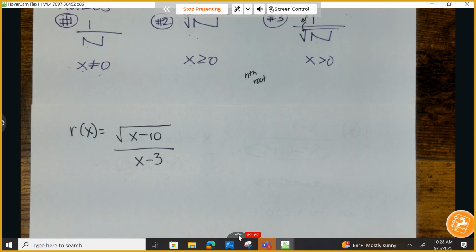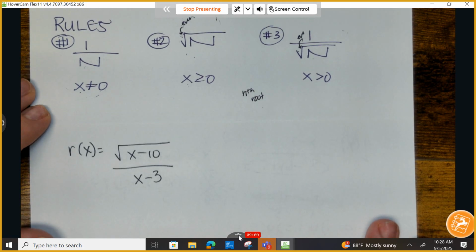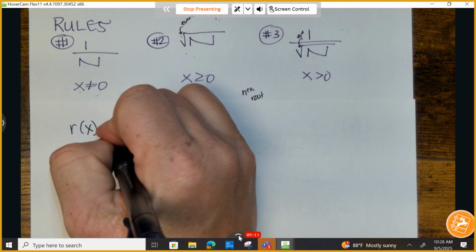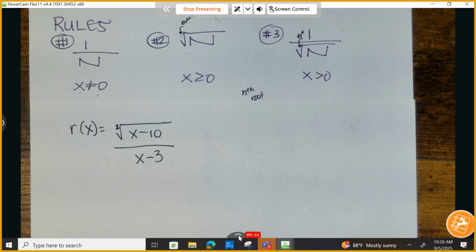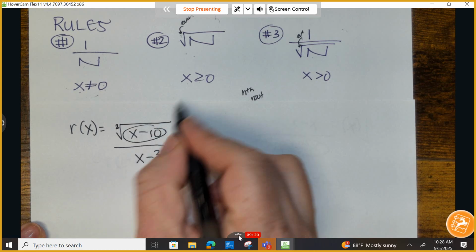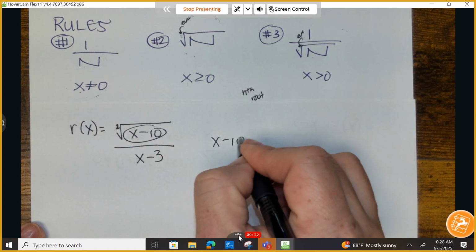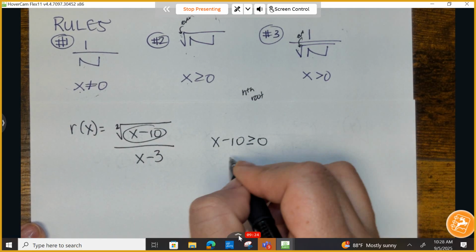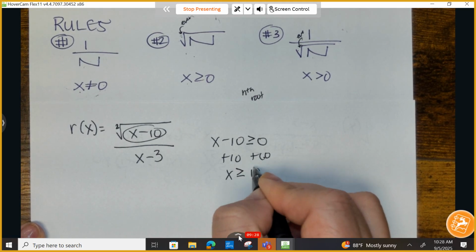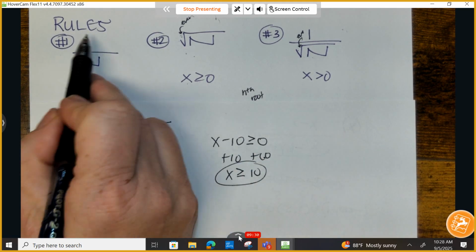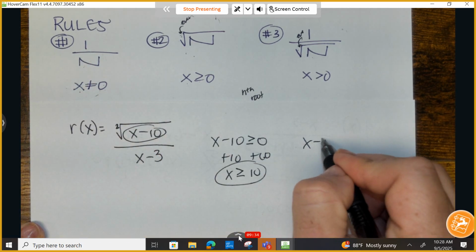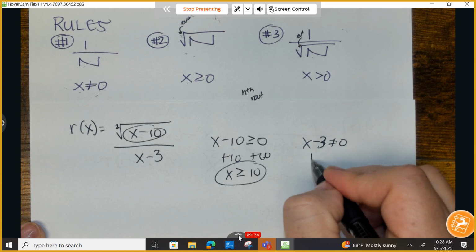Okay, so the last 3 examples in this video are tricky. Why? Because we're going to often apply more than one rule. We see a radical. The value here is the nth root is a 2. It's in the numerator, so I'm going to apply this rule. This portion has to be greater than or equal to 0. X minus 10 has to be greater than or equal to 0. Okay, what does that mean? It means x has to be greater than or equal to 10. And, by the way, rule 1, I see a variable in the denominator, so x minus 3 cannot equal 0.